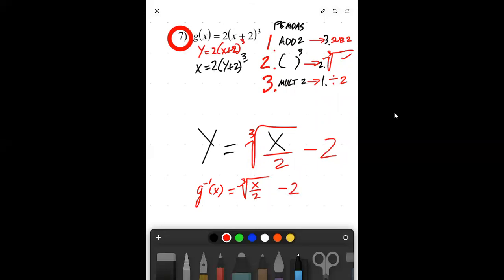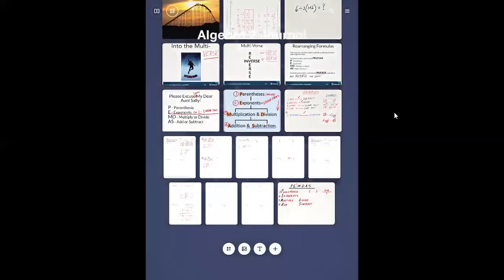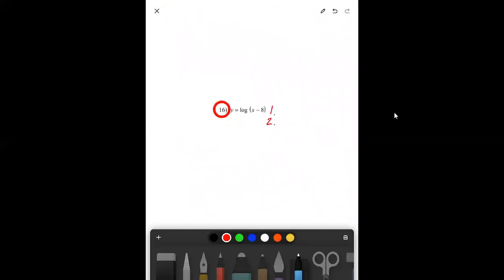And we're finished. All right, guys, I'm going to do one final example, and I'm going to step it up a little bit. I'm going to use something that has a logarithm in it, but it's still the same process. So let's see, here we go. I have y equals the log base 10 of x minus 8, and I want to find the inverse of this. I'm going to, again, stop the video, try it on your own, and then come back.